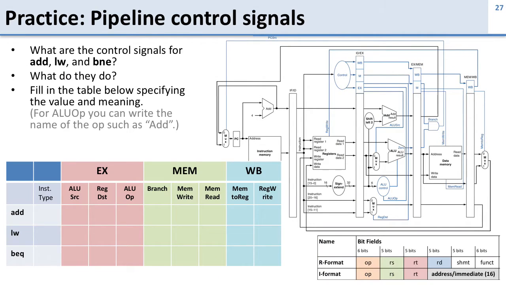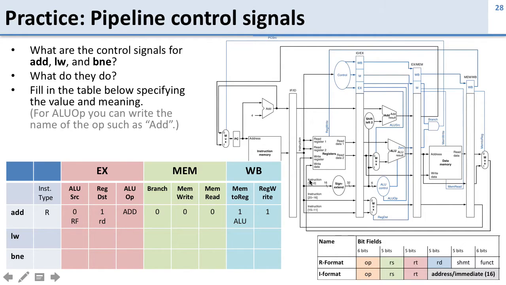So let's take a look at what goes on with pipeline control signals. Here's our pipeline, and we've got three instructions: add, load word, and branch not equal. We want to figure out what the control signals are that are used in each stage. The execute stage for choosing what goes into the ALU, where we're going to put the results back, what the ALU operation is. For the memory, what happens with the branch, the memory write and read signals, and for the write back, what happens to the mem to reg mux here, and the register write control here.